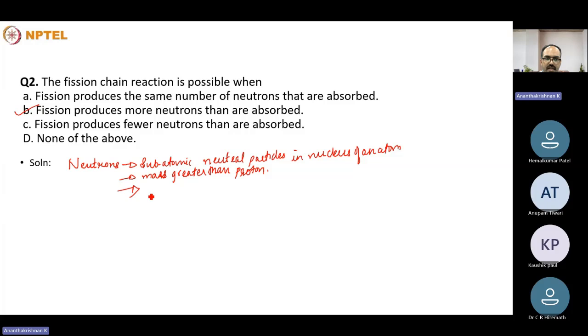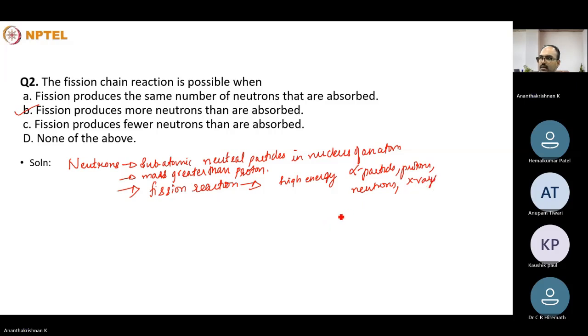So what happens in a fission reaction is that usually high energy alpha particles, protons, neutrons, X-rays are used to bombard isotopes.